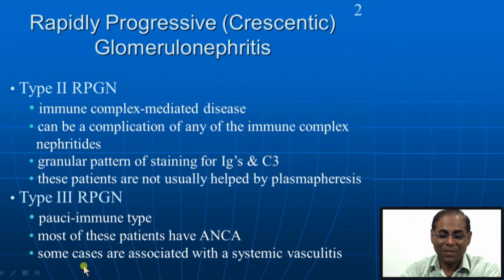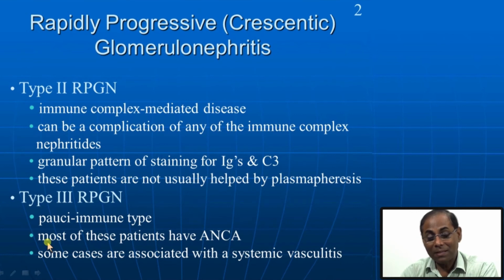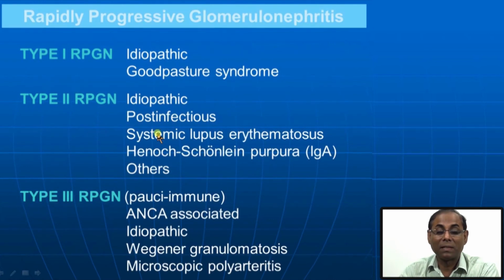Now, type 3 RPGN or crescentic glomerulonephritis is the post-immune type. If you do immunofluorescence microscopy, you don't see significant immune complex deposits, and most of these patients have ANCA. ANCA means anti-neutrophilic cytoplasmic autoantibody. There are different forms of ANCA, and some cases are also associated with systemic vasculitis. You have to investigate for collagen vascular disease.